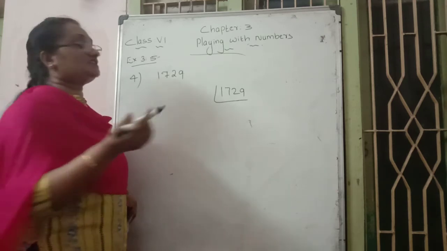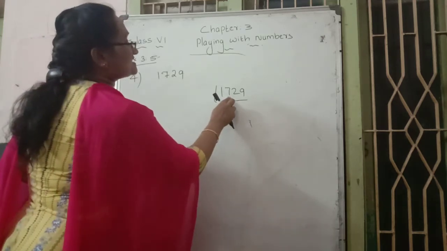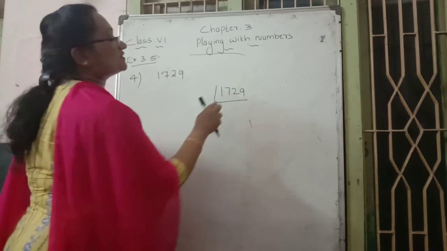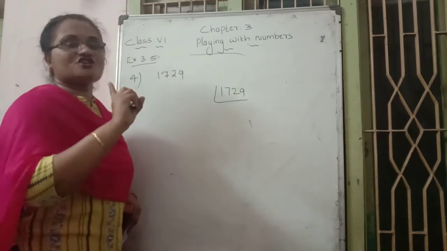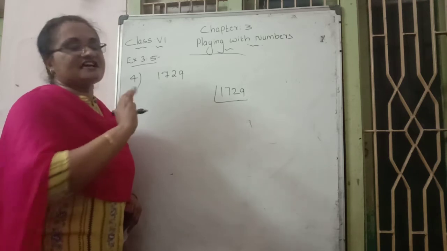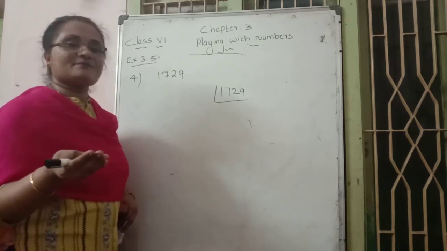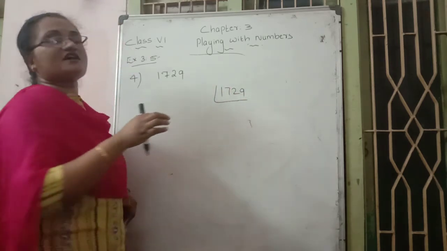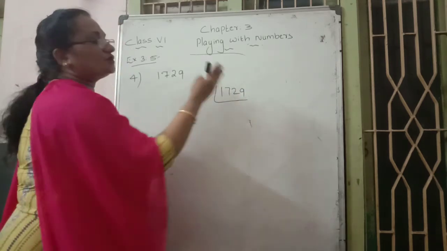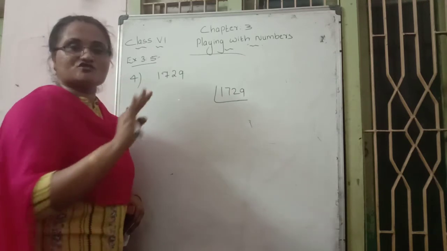Next, which prime number? 3. Is it possible or not? 1 plus 7 is 8, 8 plus 2 is 10, 10 plus 9 is 19. 19 is not a multiple of 3. That's why prime number 3 is not possible. Next, prime number 5. In case 0 or 5 comes in the unit place. Here the unit place is 9 only. That's why 5 is also not possible.